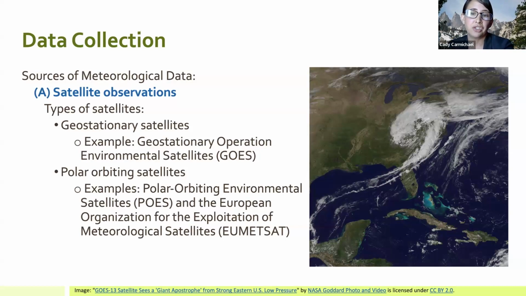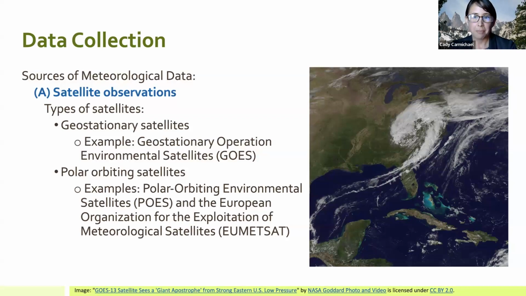We have what are known as geostationary satellites, and those provide continuous coverage of the same area. And those are really essential for monitoring weather systems in real time. And one of the best examples of that is our GOES, G-O-E-S, satellite system. This stands for Geostationary Operational Environmental Satellites.